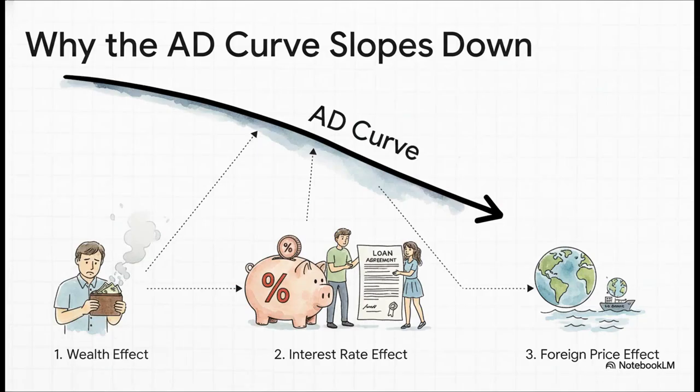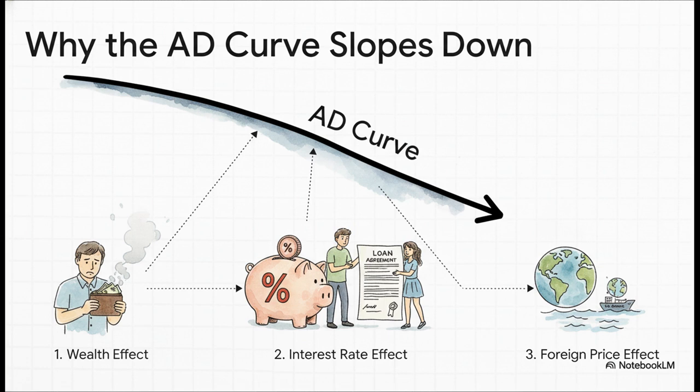So, why does this curve slope down? Why do we buy less stuff when the overall price level goes up? Well, it really boils down to three main reasons. First, there's the wealth effect. Think about it. If all prices go up, that cash you have saved up doesn't stretch as far. You feel a little poorer, so you buy less.